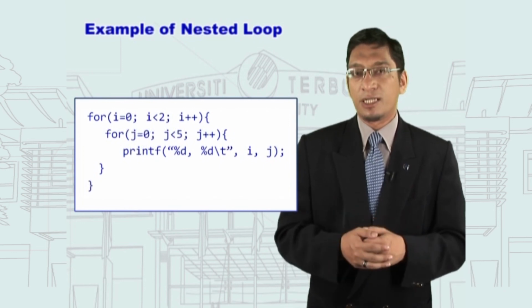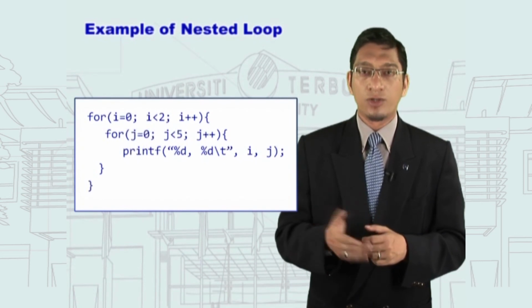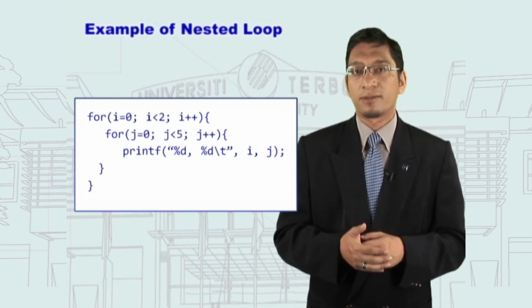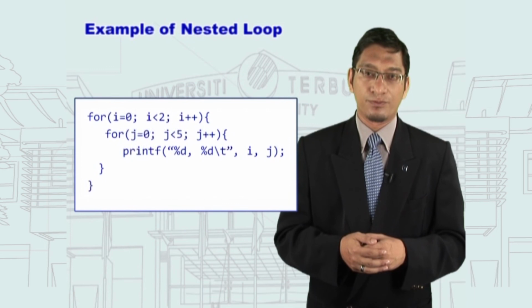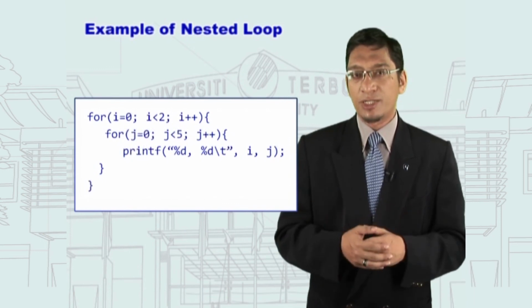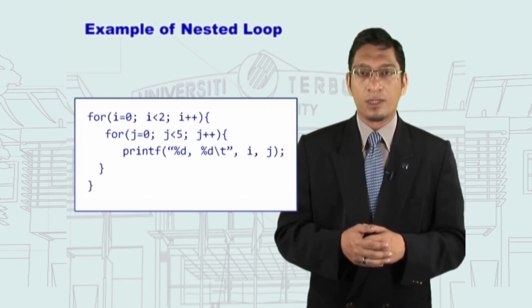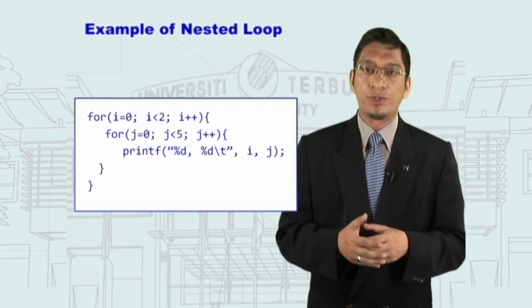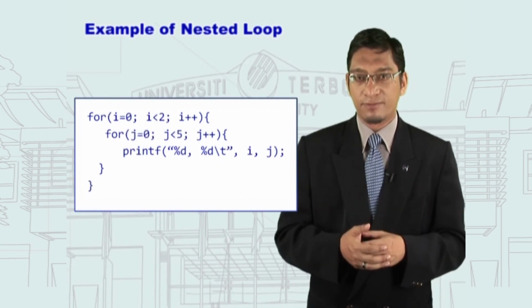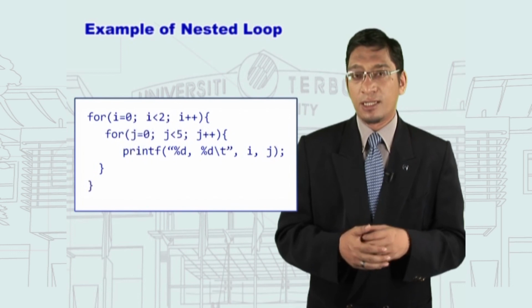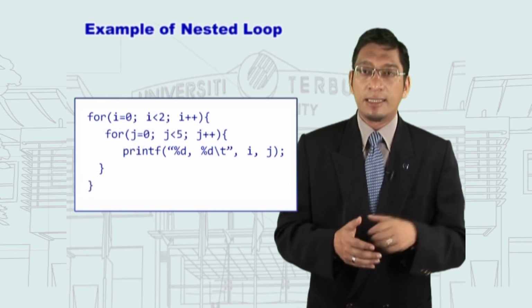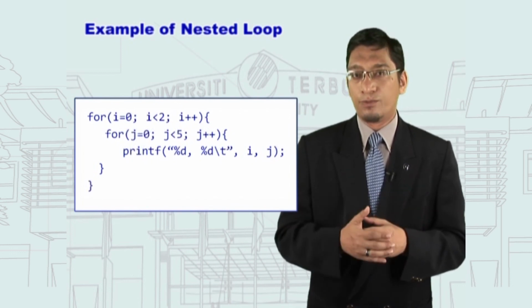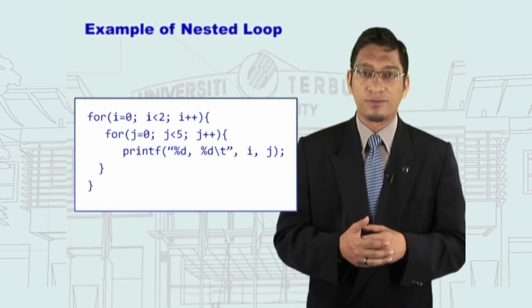When this condition is false, the control of loop will be back to the outer loop. If the condition is still true, the control of loop continues to the inner loop again. And this process is continued until the condition of outer loop is false.